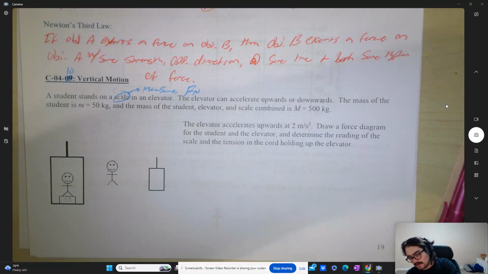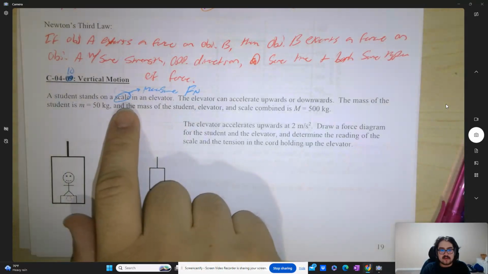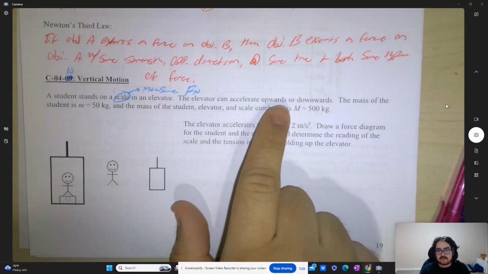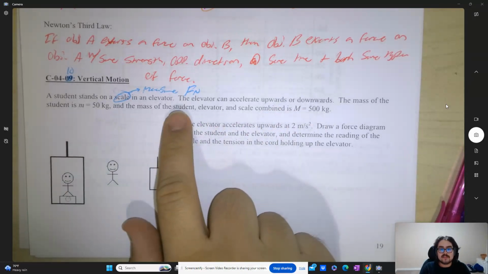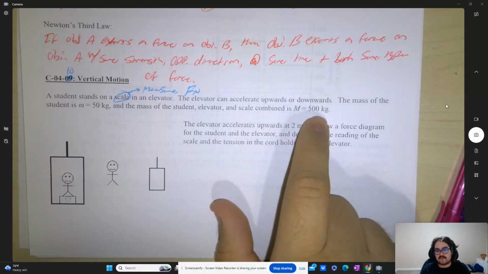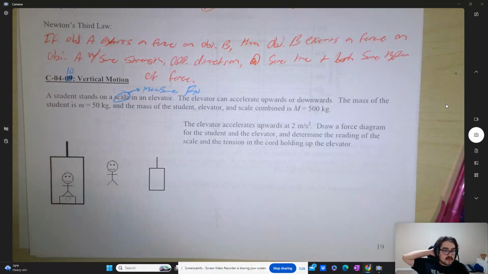So the bottom line is that you have a student on a scale in an elevator. The elevator can accelerate upwards or downwards. The mass of the student is 50 kilograms, and the combined mass of the whole system, student, elevator, and scale combined, is 500 kilograms, so big M. The elevator accelerates upwards at 2 meters per second squared. Draw a force diagram for the student in the elevator, and then determine the reading of the scale and the tension of the cord holding up the elevator.